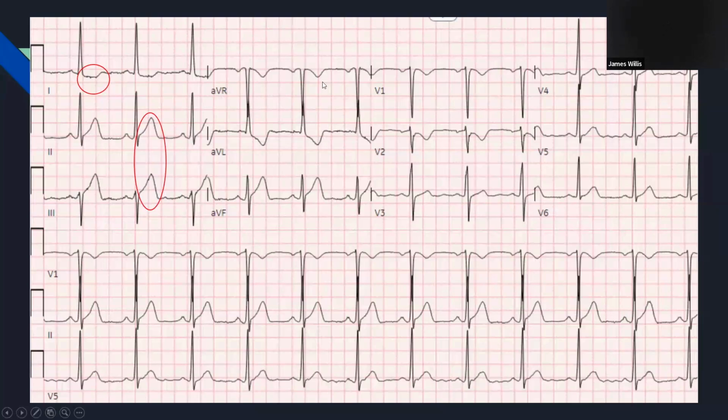So if we look at that EKG from the beginning, to me, this looks more like ST elevation is greater in lead 3 than lead 2, and we also see some ST depression in lead 1.